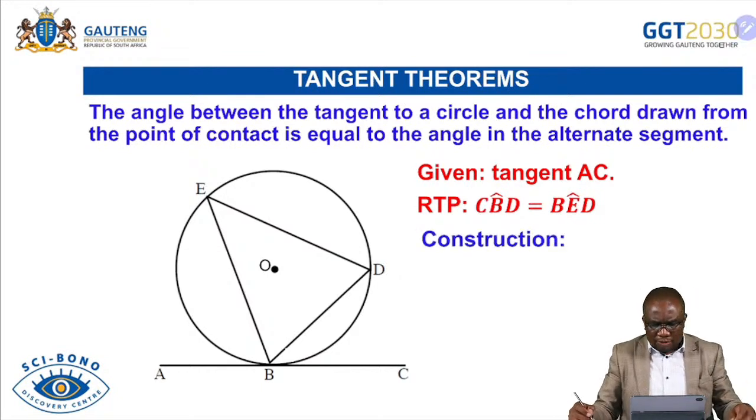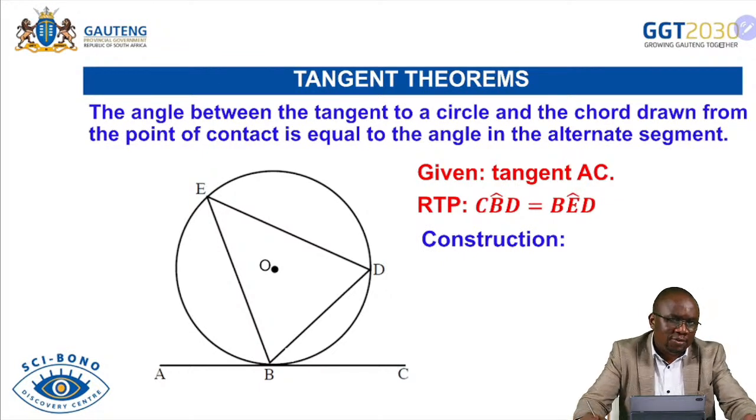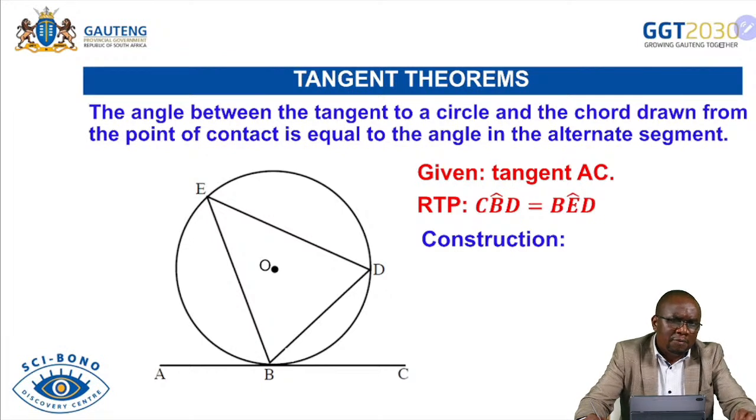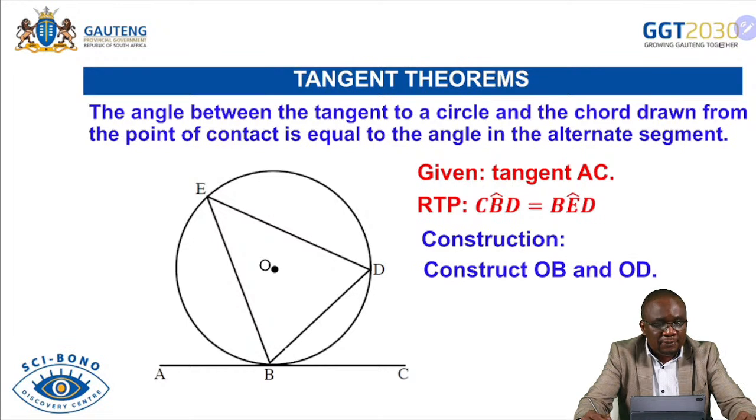Now, what you do, construction, you join your radii. So you join O and B, and you join O and D. Let's do that. Join O and B, and join O and D. That's radii. Radii, remember, they are equal. It's like angles in the English, opposite, equal sides. You remember that? So we have OB and OD. Let's do the construction.